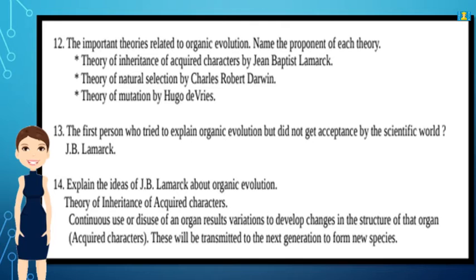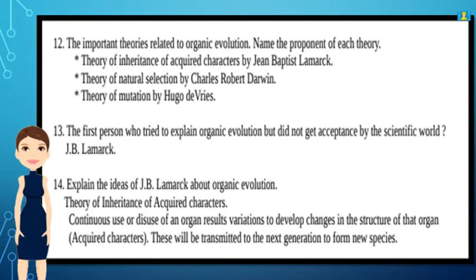The important theories related to organic evolution. Name the proponent of each theory. Theory of inheritance of acquired characters by Jean-Baptiste Lamarck. Theory of natural selection by Charles Robert Darwin. Theory of mutation by Hugo de Vries. The first person who tried to explain organic evolution but did not get acceptance by the scientific world: J.B. Lamarck.